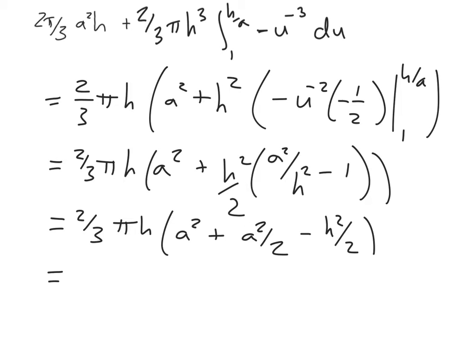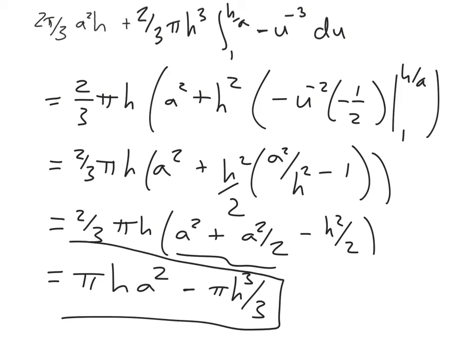And so this is 3/2 a squared, and so we get pi h a squared minus pi h cubed over 3 as the final volume of the water in the tank. If we wanted to check this, we could complete the integrals back in cylindrical coordinates.